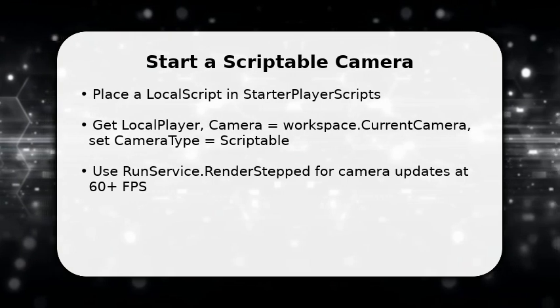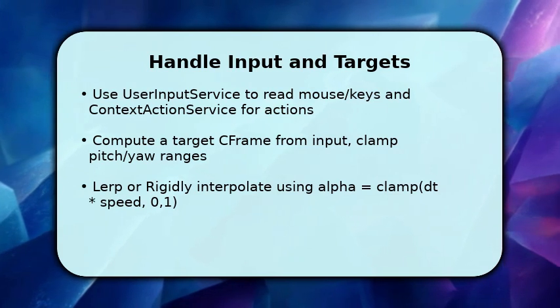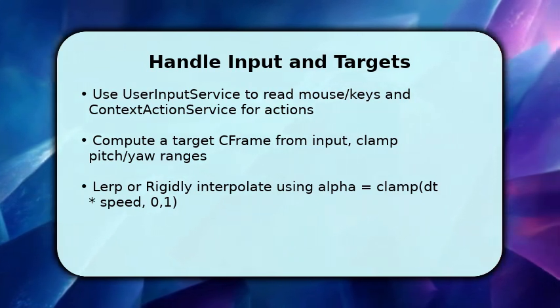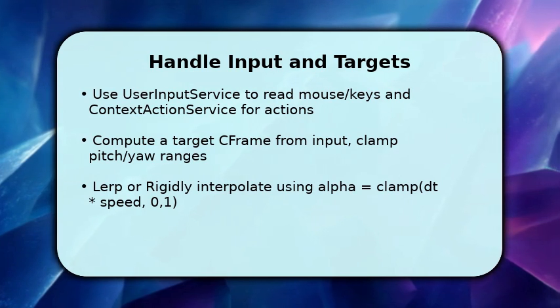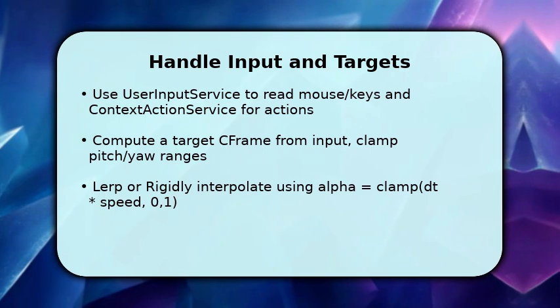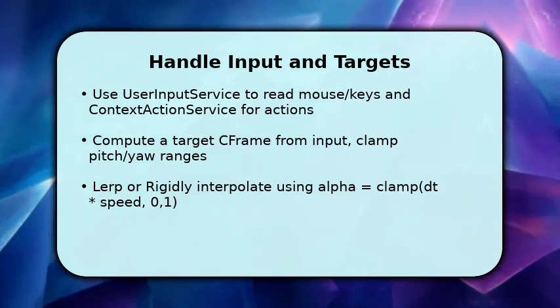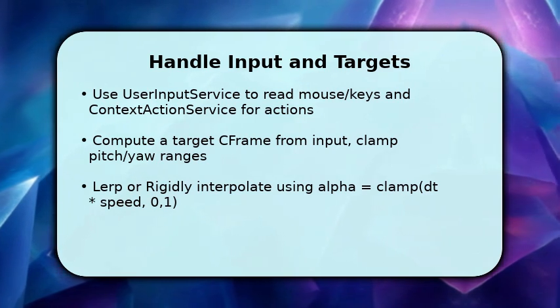Now you'll capture input and translate it into a target camera transform. Use UserInputService to read mouse delta and keys. Use ContextActionService for toggles like sprint or hold to pan. Convert accumulated yaw/pitch into a target CFrame using CFrame.Angles and the character's position or a follow offset.